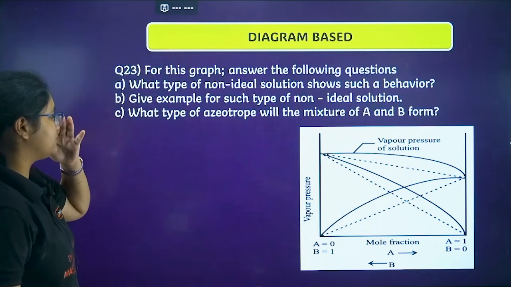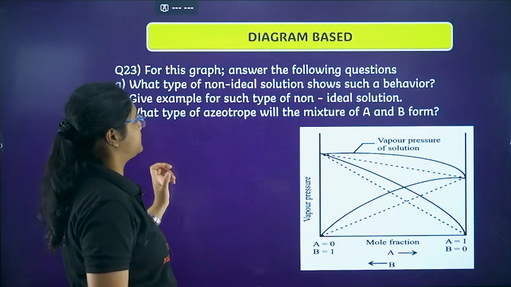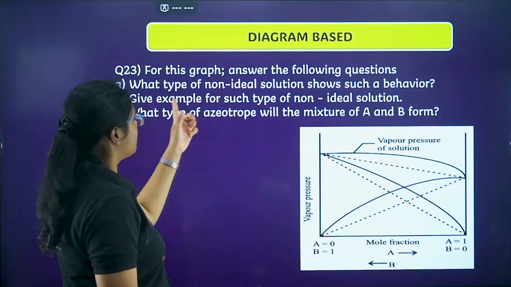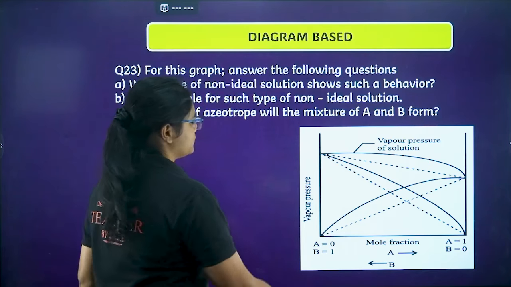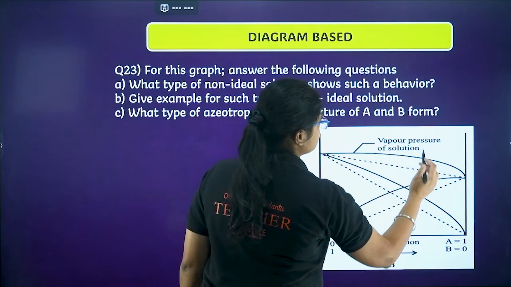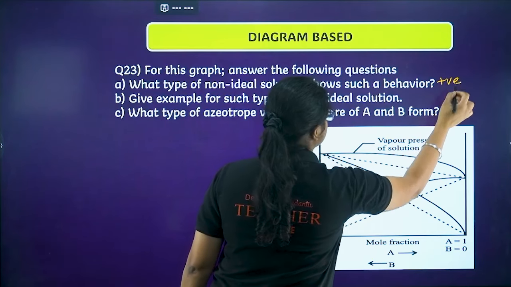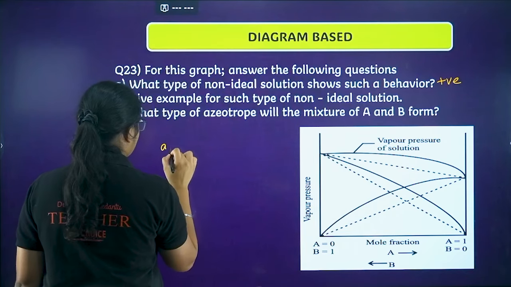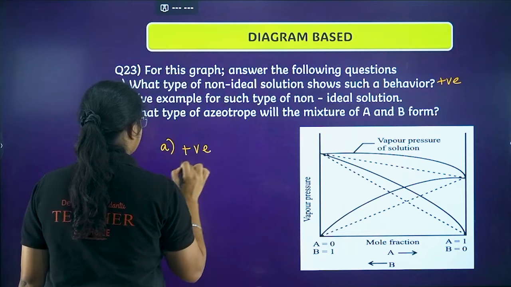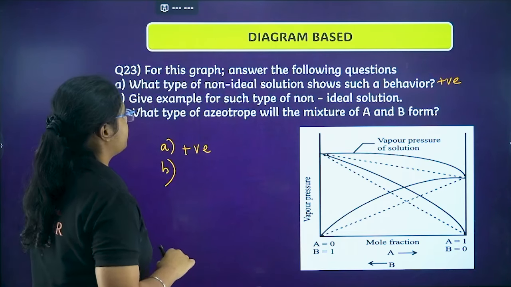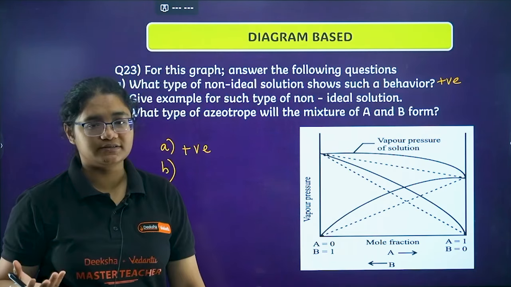Okay, next we have some diagram based questions. For this graph, answer the following questions. What type of non-ideal solution is this one? So you can see the deviation is towards the positive side, so this is a positive deviation. Okay, let me write down here, it is a positive deviation. Next, give an example of such type of non-ideal solutions.